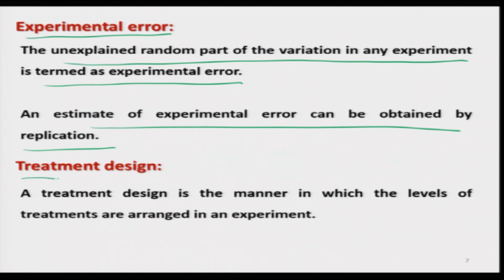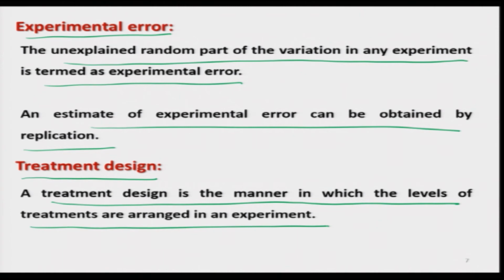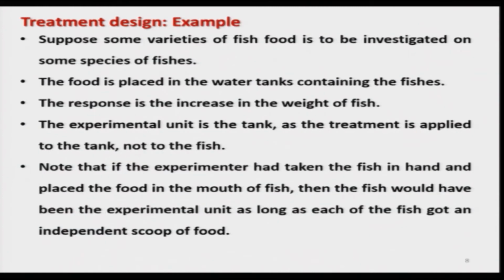Then we have a definition of treatment design. A treatment design is the manner in which the levels of treatments are arranged in an experiment. For example, there is 1 tablet, 2 tablets, 3 tablets. These are the different levels of the treatment which are given in a specific way to some patient. For example, if there is a small child, you will not give that child a dose of 3 tablets, because there is a risk that it may react, right. So, you decide not to give 3 tablets to young children. That is your decision which impacts the way you conduct the experiment, and this is indicated by the terminology of treatment design, right.